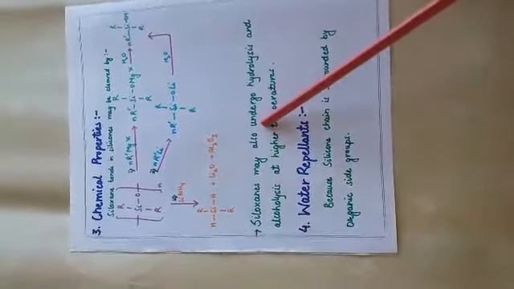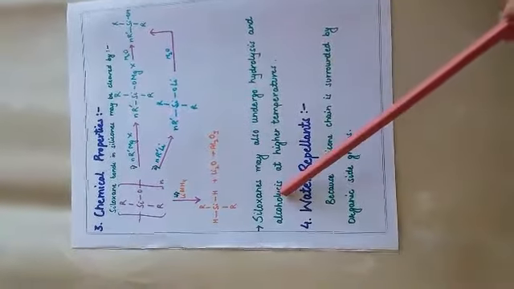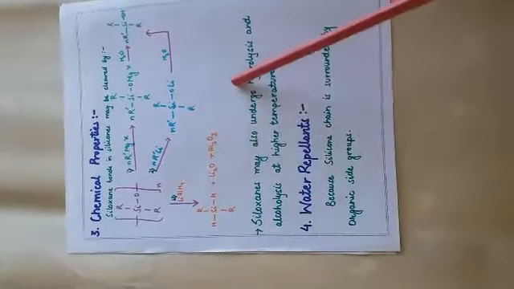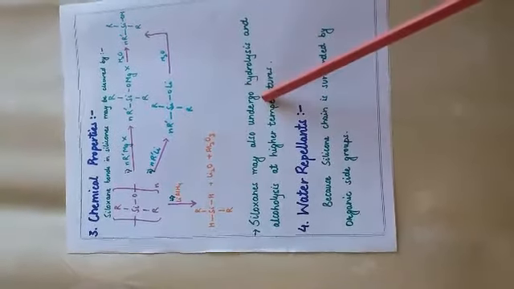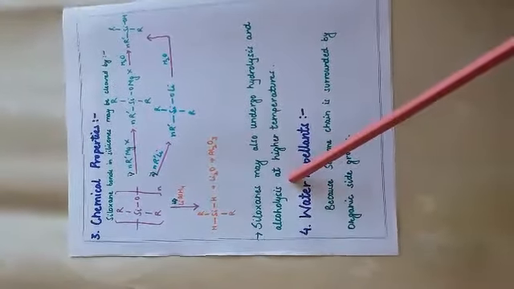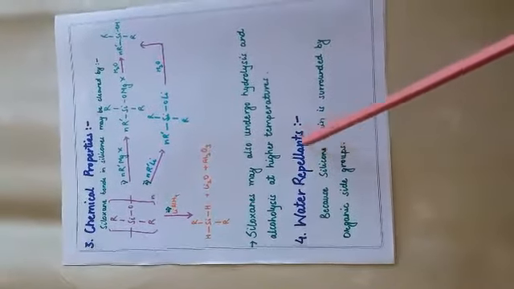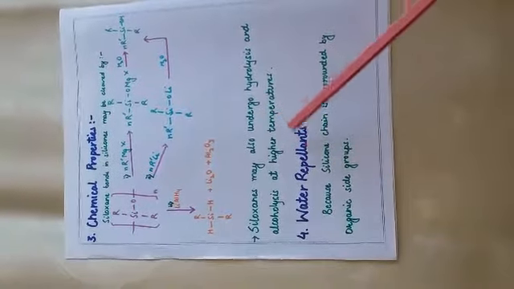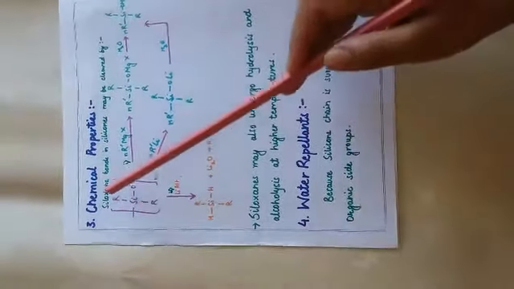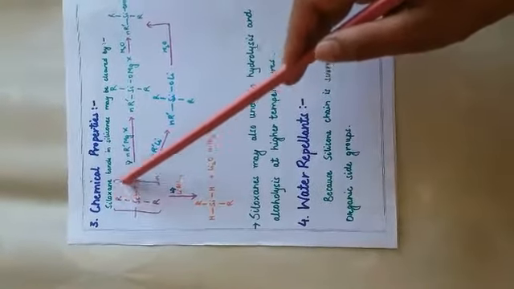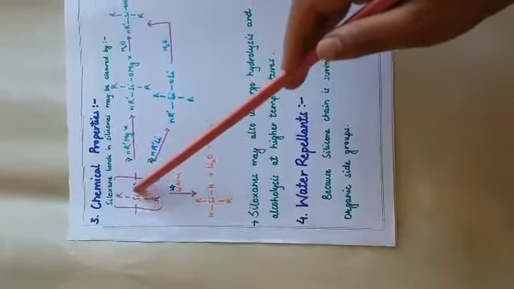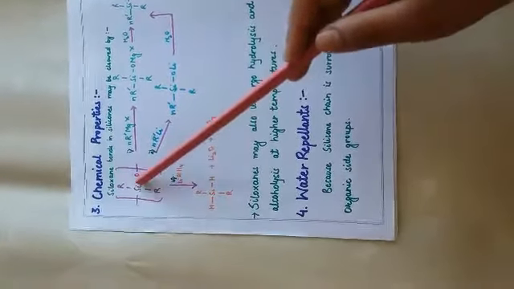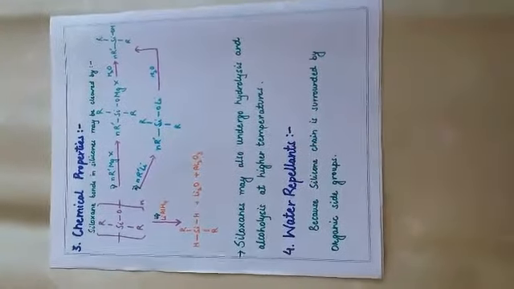So siloxanes may also undergo hydrolysis and alcoholysis at higher temperatures, because in earlier cases we have studied that they are chemically inert. So only at higher temperature do these undergo hydrolysis or alcoholysis. They are water repellents. They repel water. So why do the siloxane molecules repel water? Because they have the R group. This alkyl group protects it from water. It helps it to repel the water. So they act as water repellents.